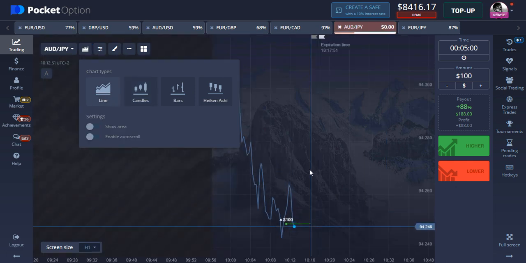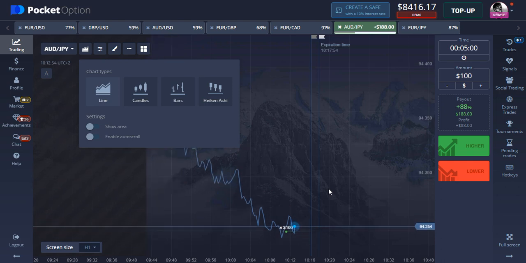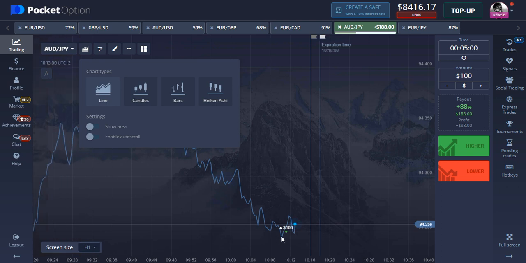So, okay, see where our entry point should have been. Let me show you now. You see here? I don't know why this thing is just acting up. So our entry point should have been here, at this point here. But it's not a big deal.